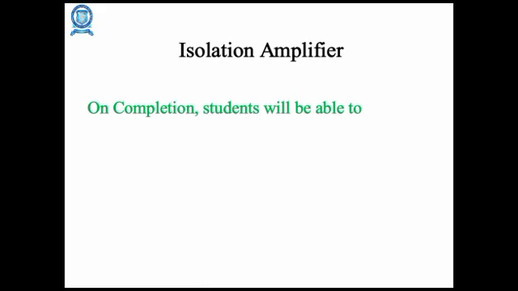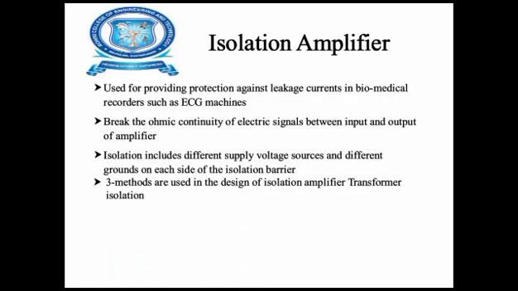Isolation amplifier. On completion, students will be able to explain the isolation amplifier. The isolation amplifier is used for providing protection against leakage currents in biomedical recorders such as ECG machines. It breaks the ohmic continuity of electric signals between input and output of the amplifier. Isolation includes different supply voltage sources and different grounds on each side of the isolation barrier.